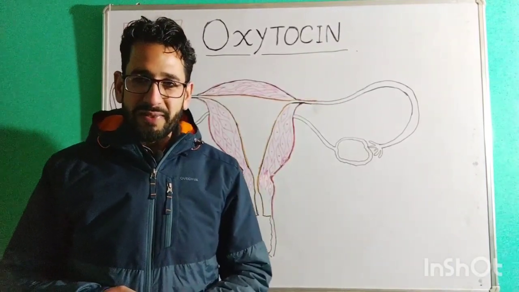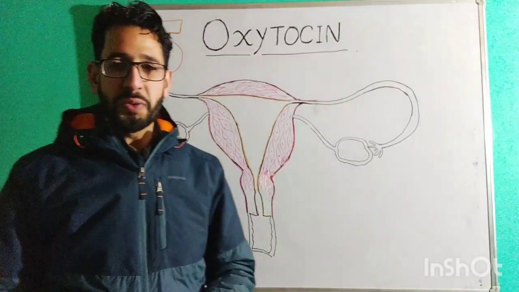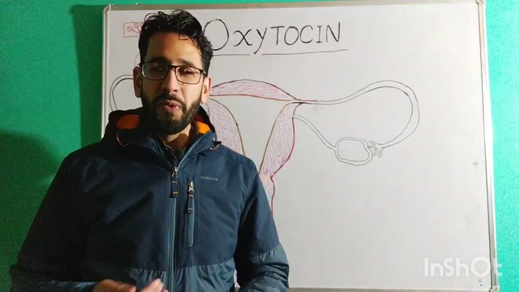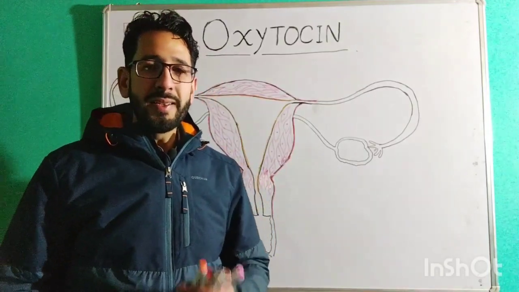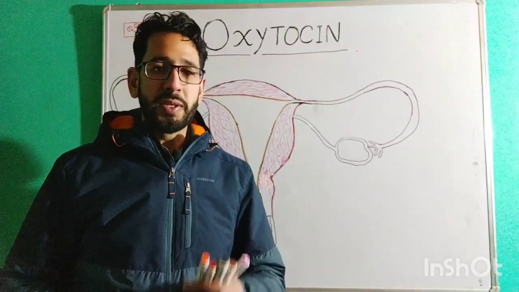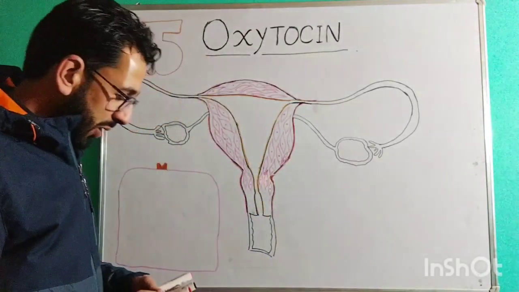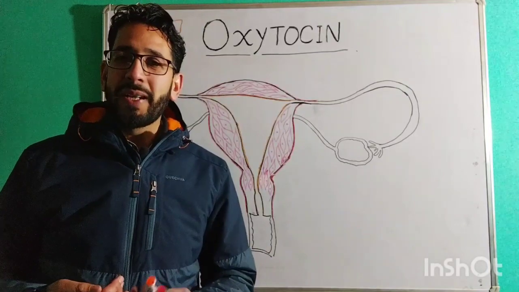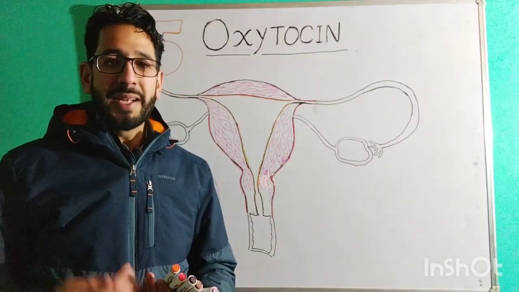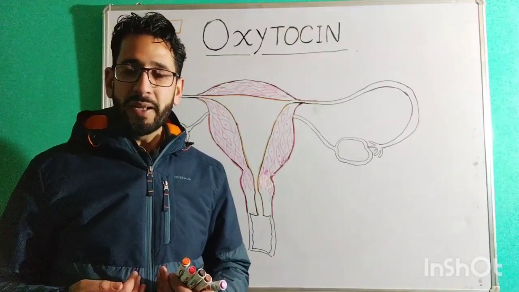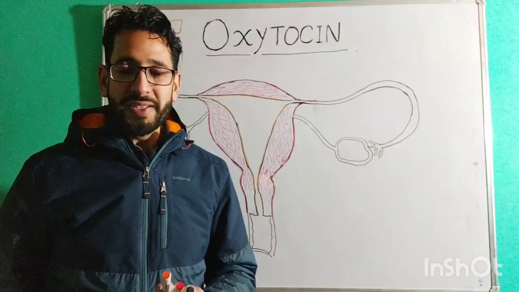So today in this video we are going to talk about oxytocin, the role of oxytocin in our body. But before we discuss the role of oxytocin, let us see where this oxytocin is produced and released in our body. We have already discussed the pituitary gland, its anatomy and functions. If you have not watched that video yet, please go and watch that first.